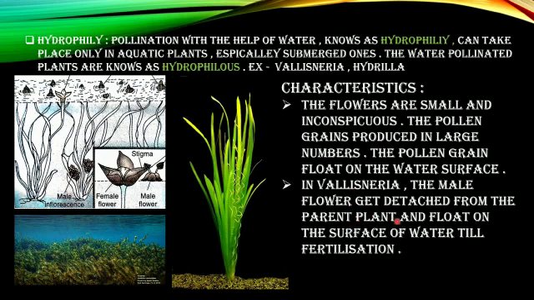Pollen grains are lighter, they float on the surface of water. In Vallisneria, the male flower gets detached from the parent plant and floats on the surface of water till fertilization. That means they are carried up to the female flowers.